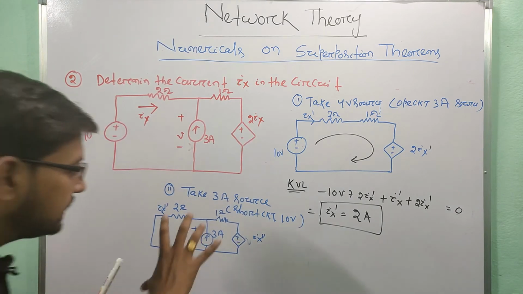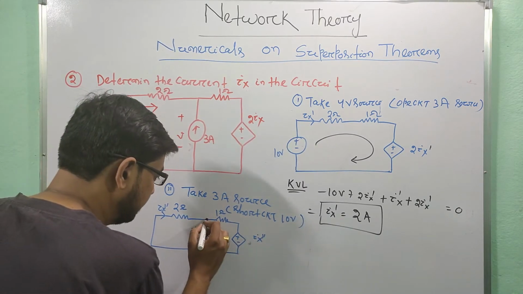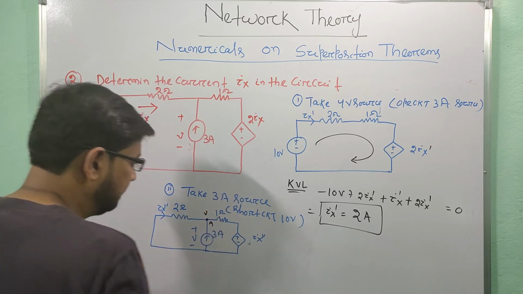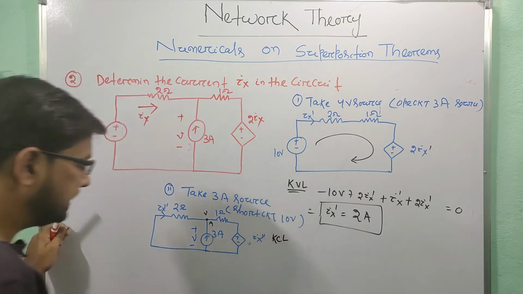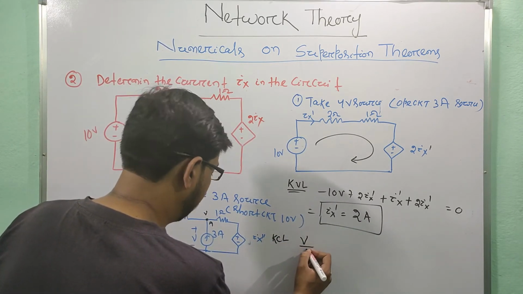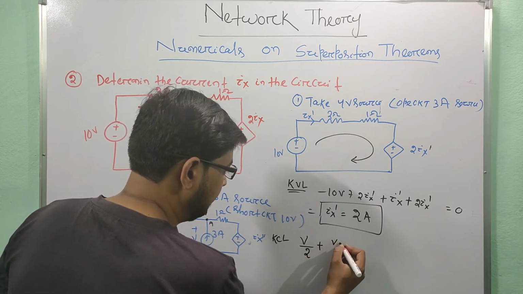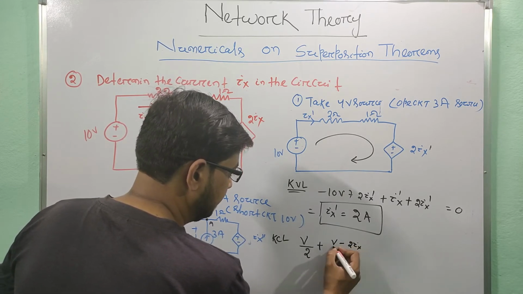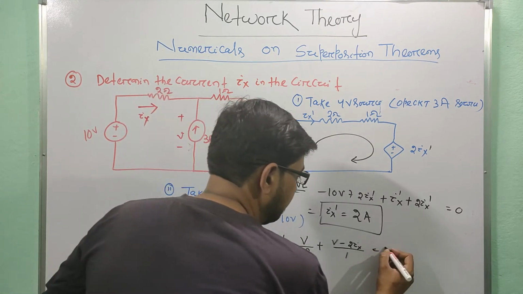For this circuit I will apply KCL at the node, let it be A, and the voltage is V. If I apply KCL, then V by 2 plus (V minus 2Ix) by 1 is equal to 3.